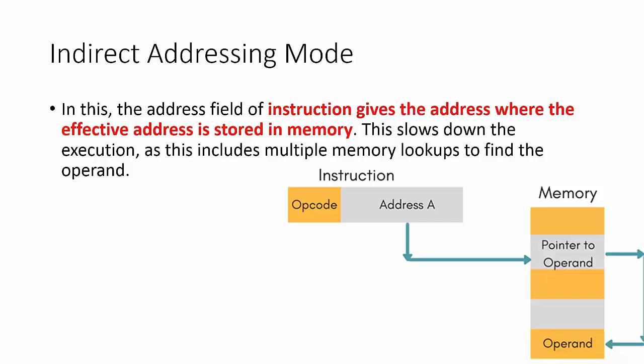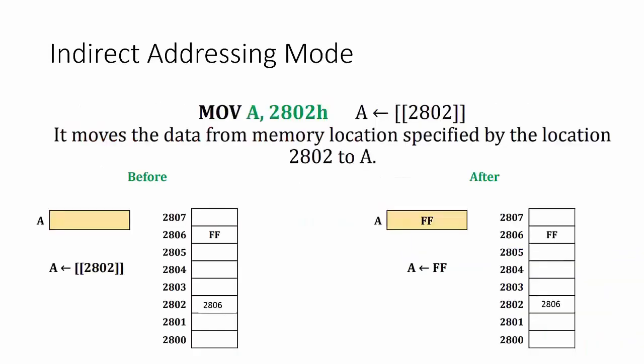Whatever value is present in that memory location is the memory location of the actual operand. It means we can say that this address part shows the memory address, and this memory location contains the effective address of the operand. How? Let's see in the example.